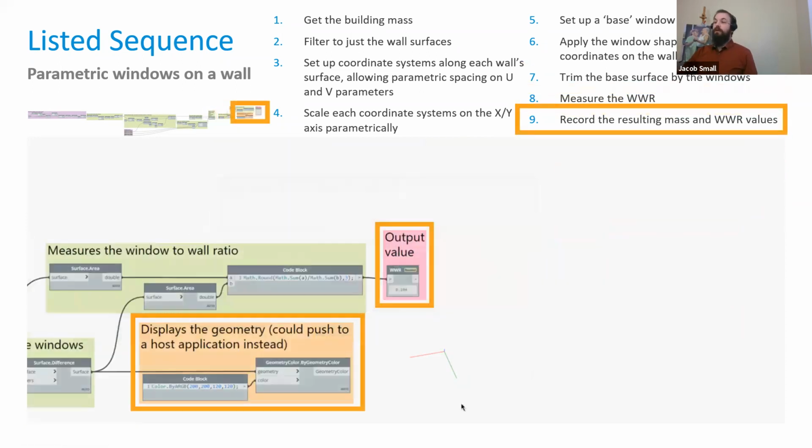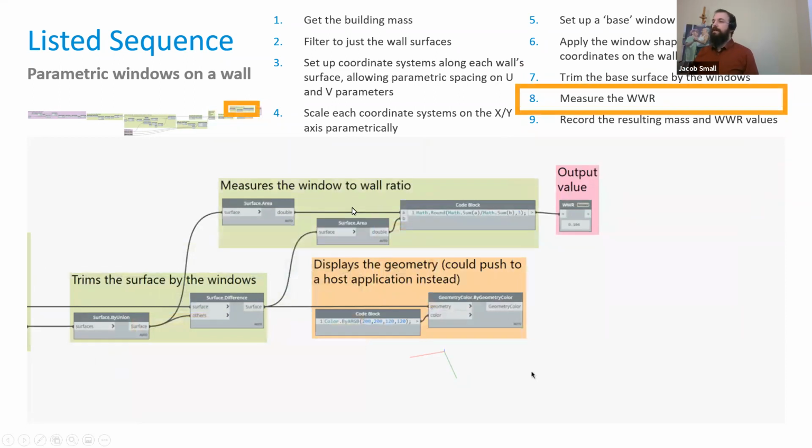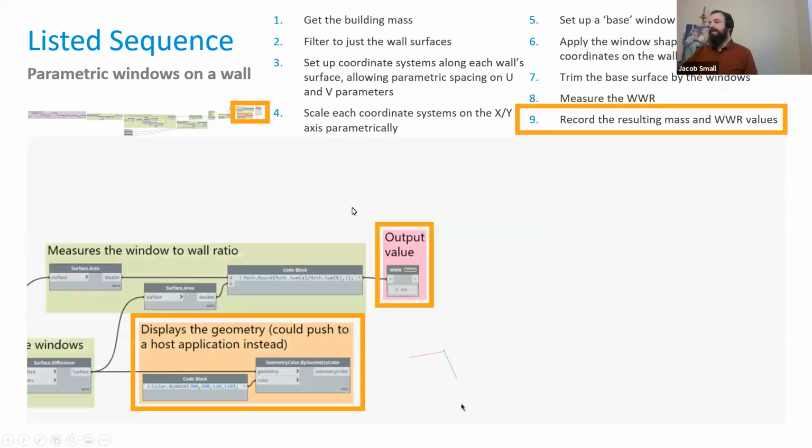We'll then measure the window to wall ratio right up at the top there to get the key pieces, and then record that value out, set it as an output here. Maybe you might want to write that into a parameter on the wall or something along those lines, or record it back into Revit, Format, whatever your integration might be. In this case, I'm just going to display it.